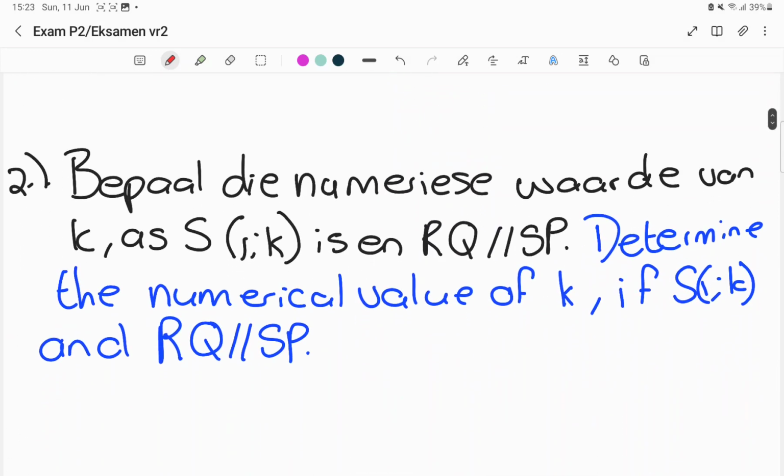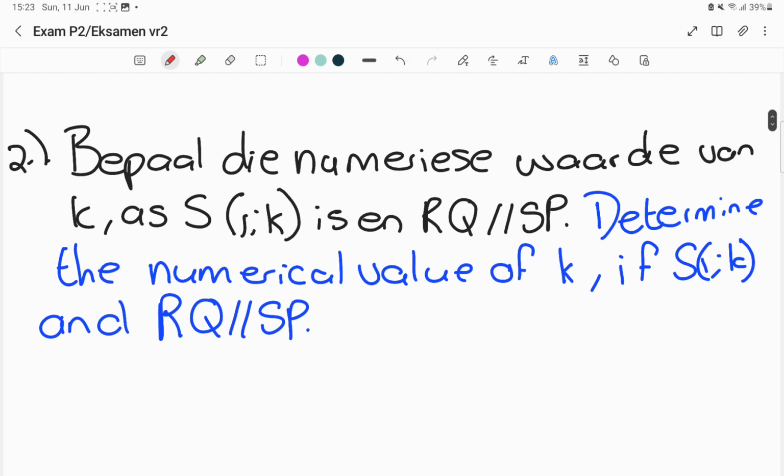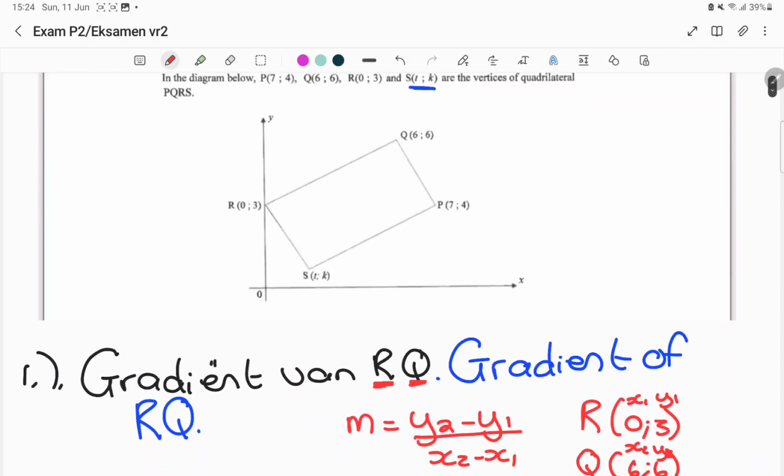Alright, let's move on to question 2. So in question 2, they say determine the numerical value. So the word numerical value, or in Afrikaans numerische waarde, means I want a number. So at the moment I have a letter k, but I want to know what is the actual number that should be there. Alright, then they give me further information telling me if S is the point (1, k) and RQ is parallel to SP. Alright, so that means RQ, this line, is parallel to SP.